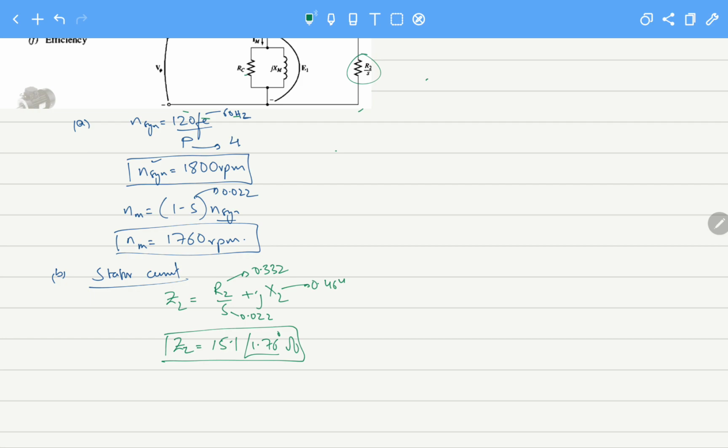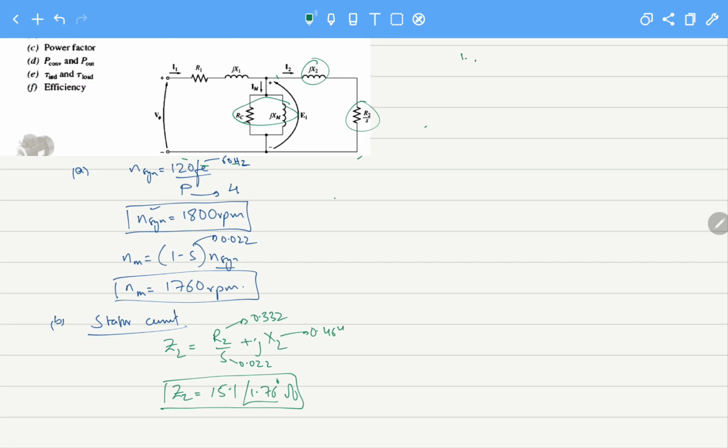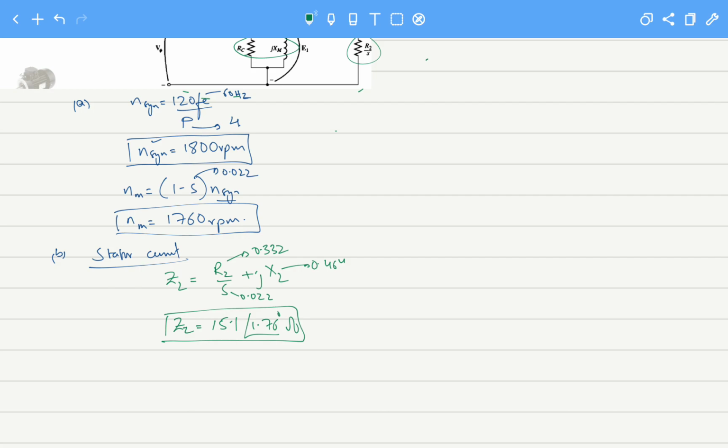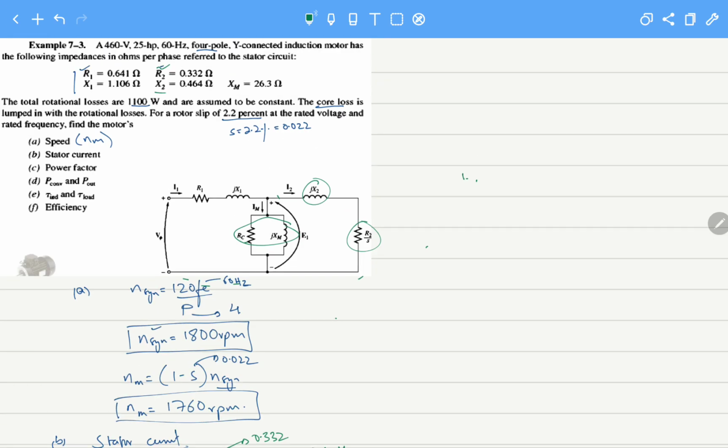Now let's look at the magnetization branch. Both of them are in parallel. I call this ZF, and ZF is RC times jXM divided by RC plus jXM. Or you can convert them to admittances and solve. The values of RC and XM are given to us. Here is 26.3.